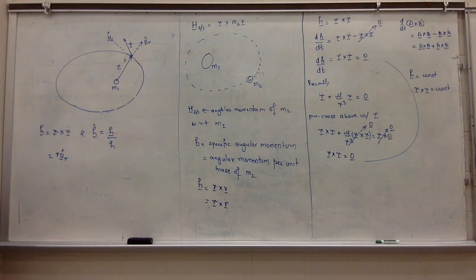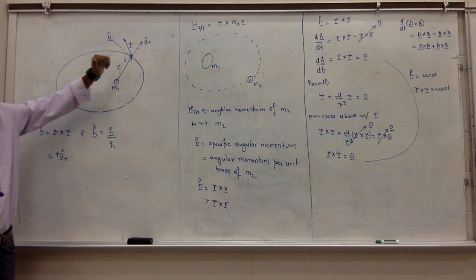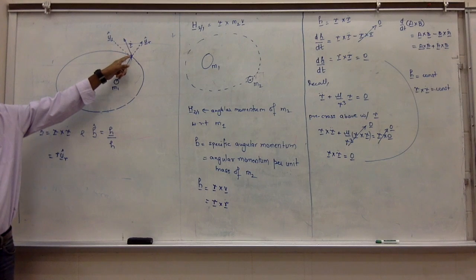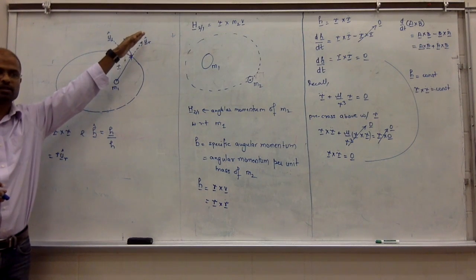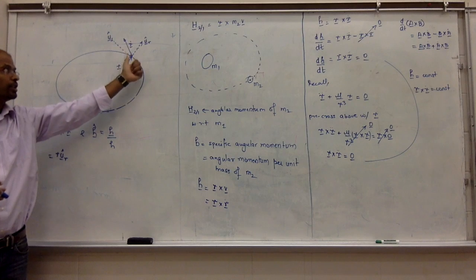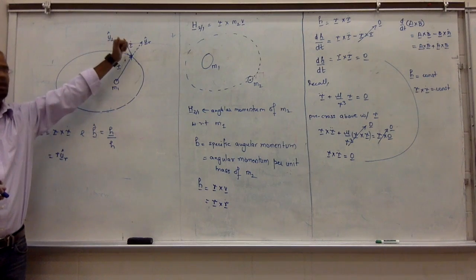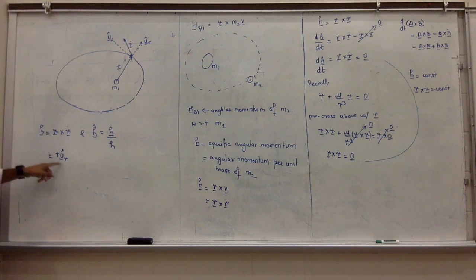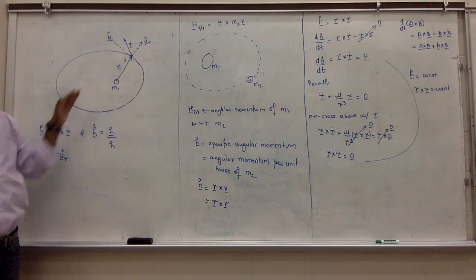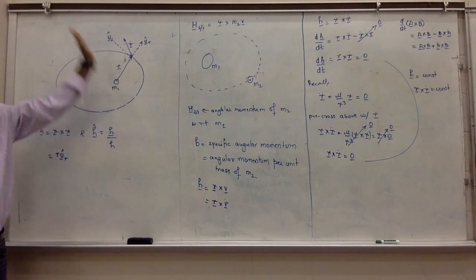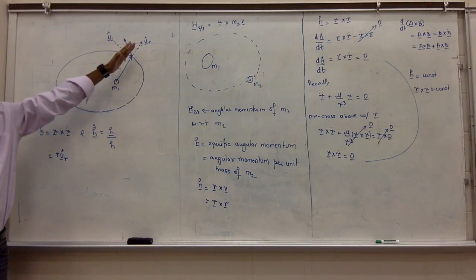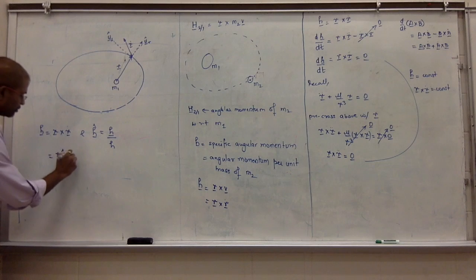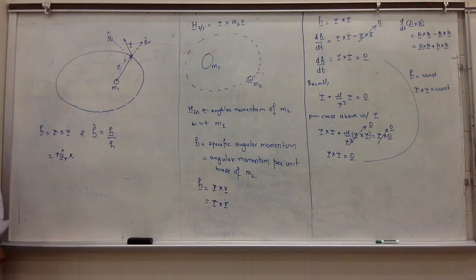You can form a reference coordinate system here with this as the x-axis or UR direction, this as the y direction, and this as the z direction. So your R is only in the UR direction, right? It's only in the radial direction. There is no tangential direction to R. Got it? But V, or R dot, has two components.